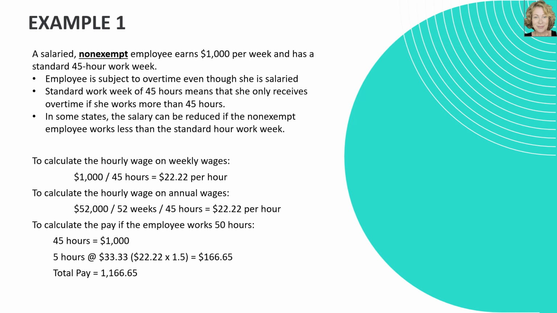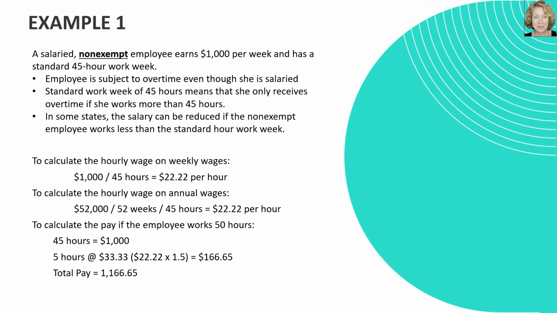Let's look at the next example. The next example is similar. Sometimes you're given the annual salary rather than the weekly salary. So in this case, you would take the annual salary divided by the number of weeks and divided by the standard number of hours per week, in this case 45. We come up with the very same exact result, $22.22 per hour.